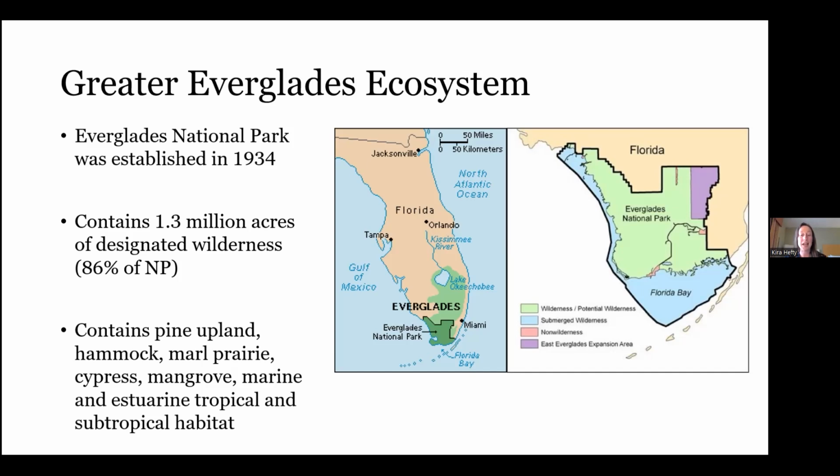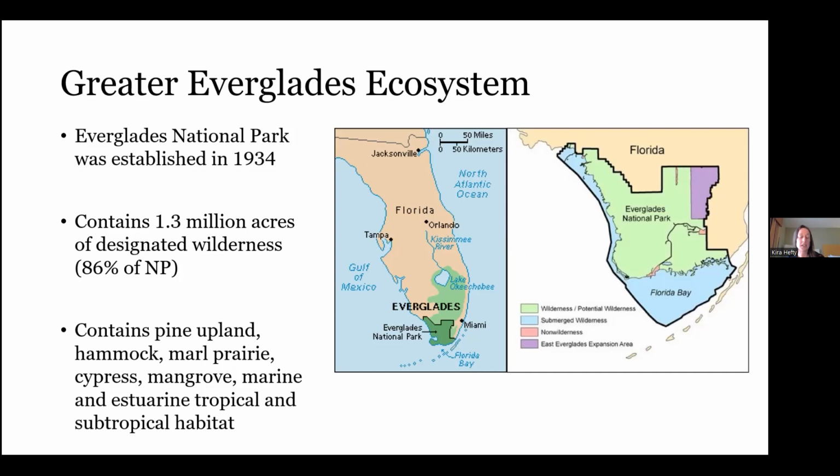That's actually 86% of the land area of Everglades National Park. It is primarily this river of grass. So if you're thinking of Everglades as this serene, very flat, flowing freshwater body, you see these grass wetland meadows throughout the Everglades. However, Everglades is still fairly diverse.